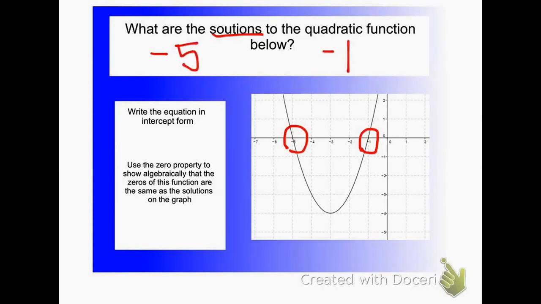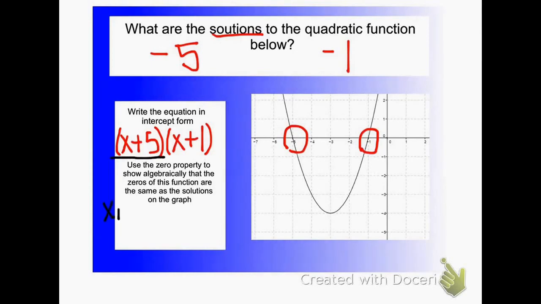I also want to be able to do that algebraically because not all the time we're going to be given a graph. So I could write this function in intercept form by making two sets of parentheses. x, change the sign of -5, make it +5, times x, change the sign of -1, and make it +1. So what I want to do is use the zero property, which tells us anything multiplied by 0 is 0, to show algebraically that the zeros of this function are the same as the solutions on the graph. So let's start with our first factor, x plus 5.